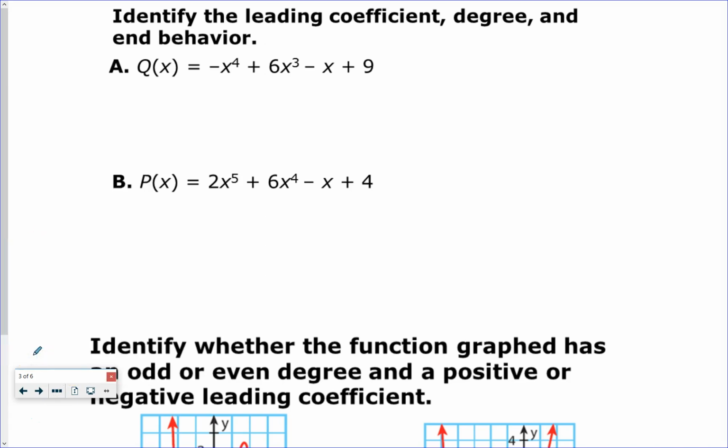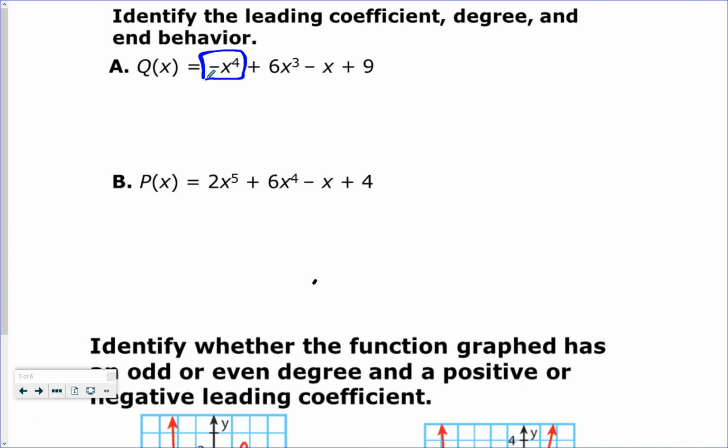All right, this first one. Negative x to the fourth plus 6x cubed minus x plus 9. All right. Again, we only care about the leading coefficient and the degree. Those can both be found in the very first term. If we're in standard form, which these are, the first term gives you both of those pieces of information. So the plus 6x cubed minus x plus 9, it's nice, but it's not needed for what we're doing. Okay? I'm not asking you to solve for the zeros like I did before.